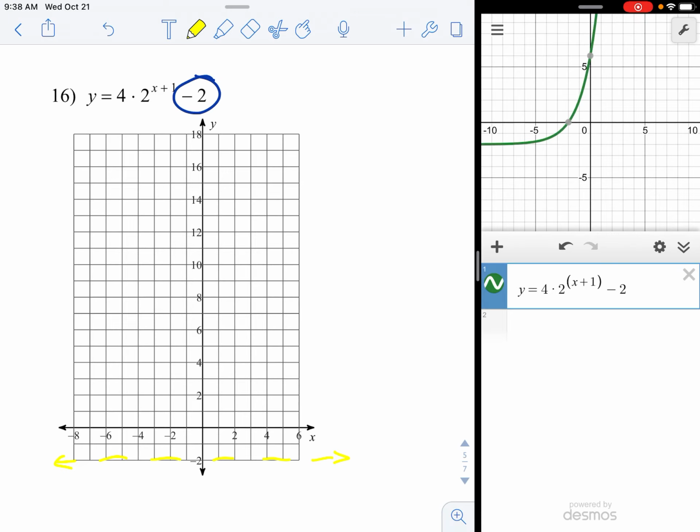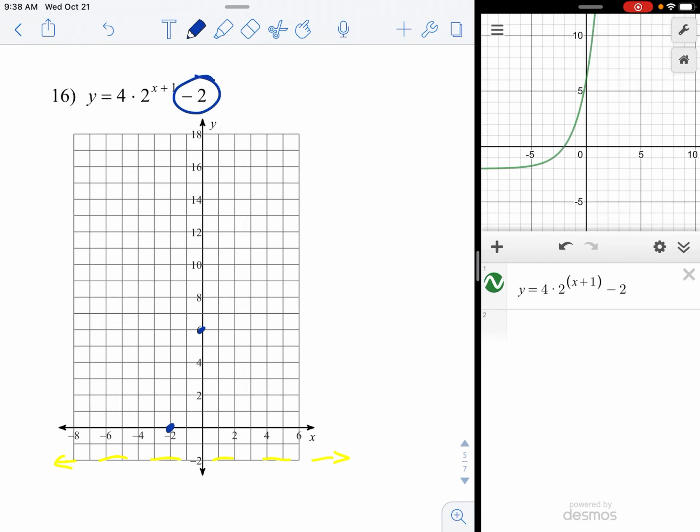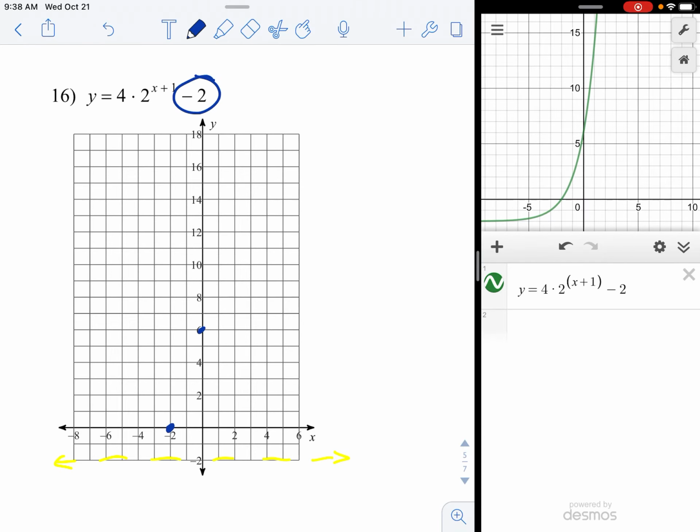Where's my intercept? I have an x-intercept and a y-intercept here. So -2, 0, and 0, 6. Are there any other integer points? Probably don't need them. It looks like there might be one around 14 or 15. 1, 14. Okay, so this gives me a pretty accurate set of points to base my drawing on.